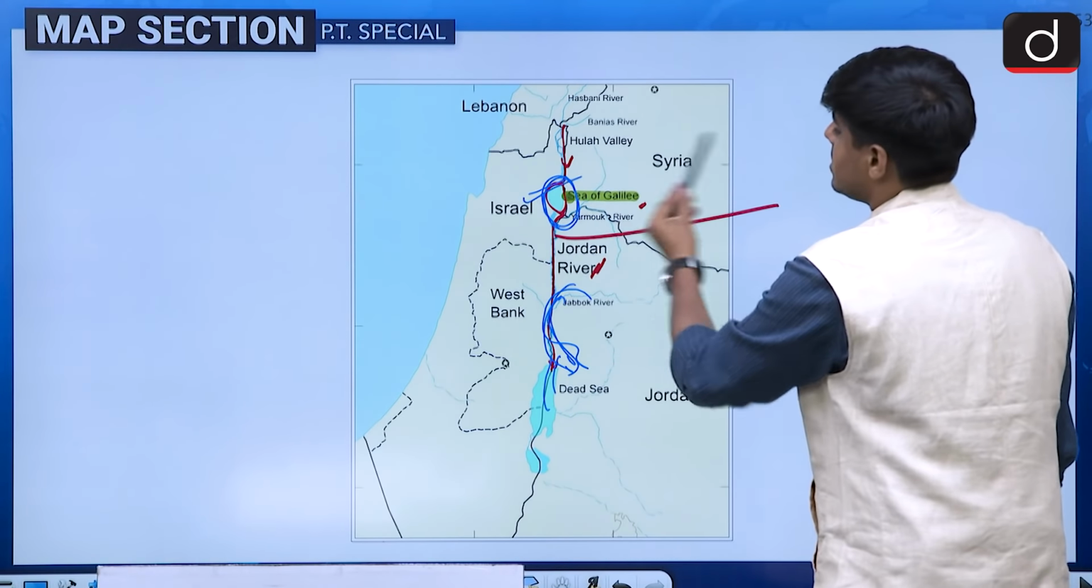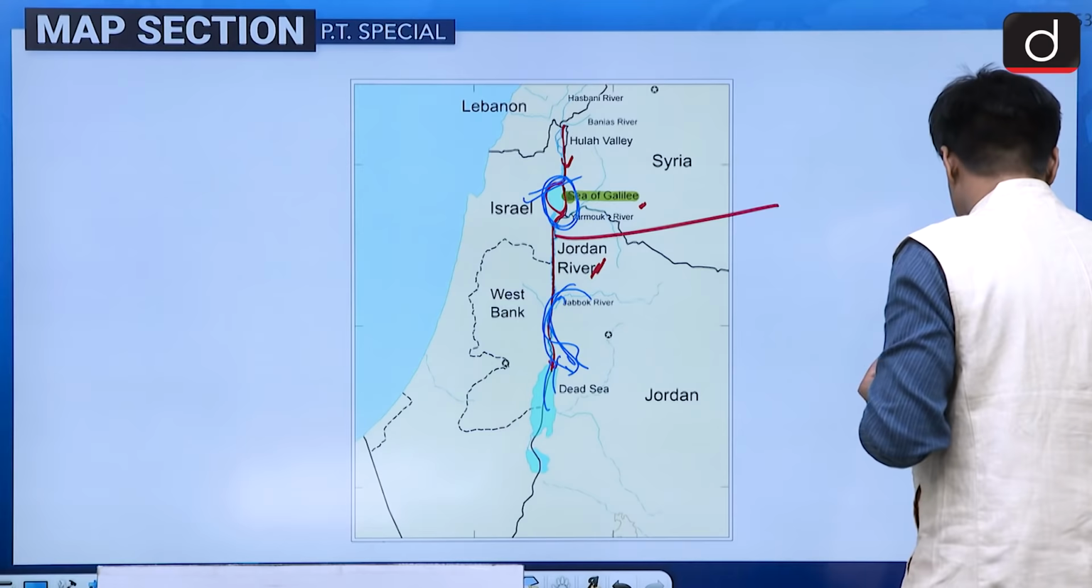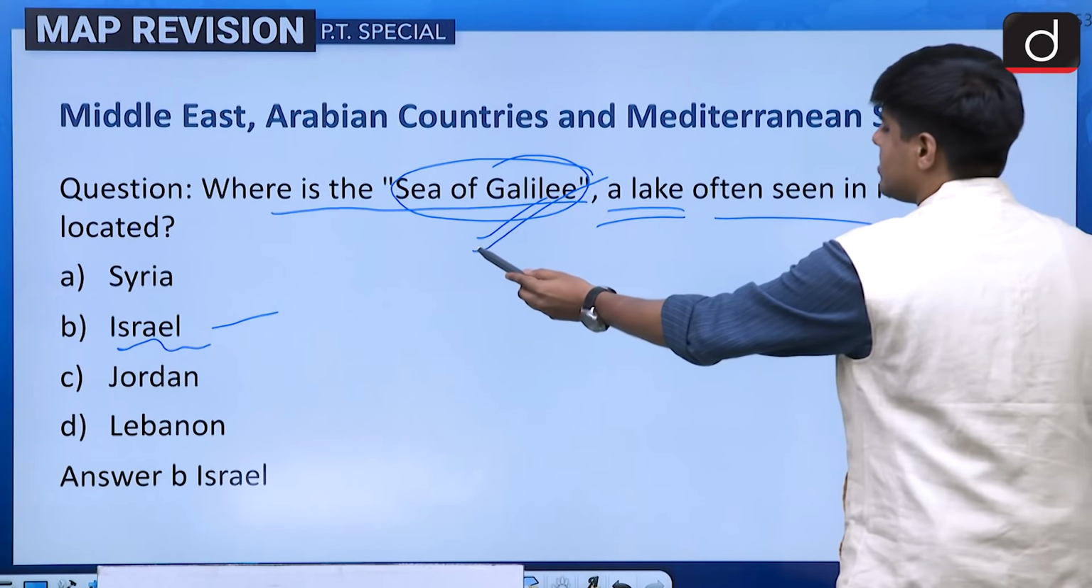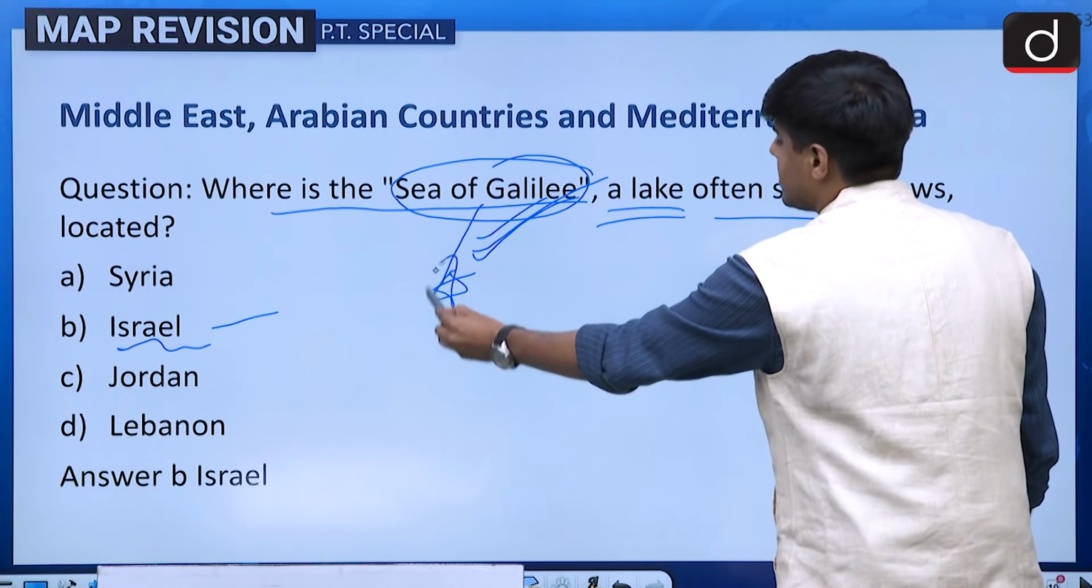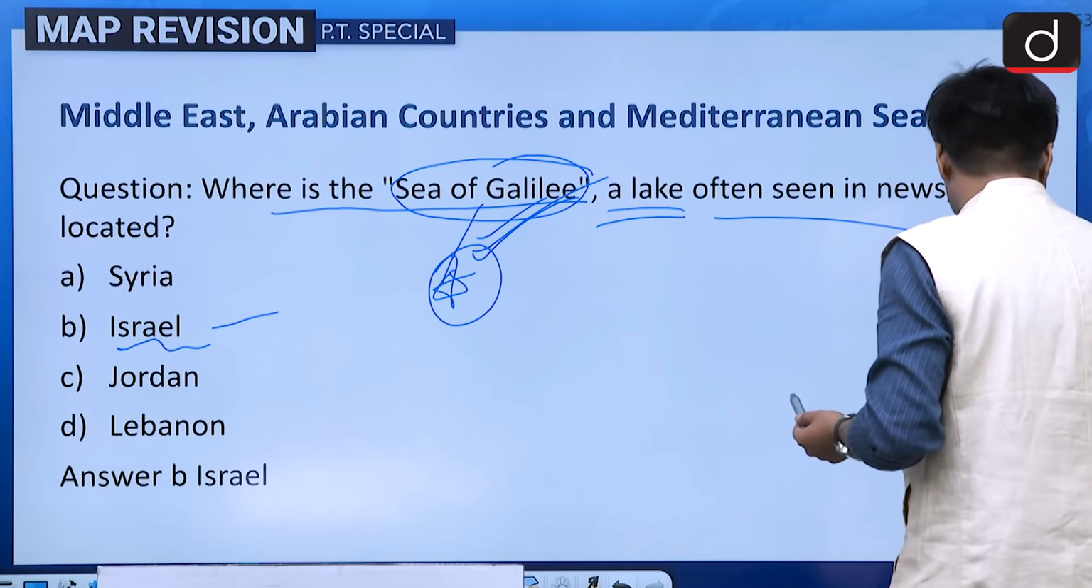So here it is, the Sea of Galilee. However, we can simply answer the question remembering that the Sea of Galilee has often been in the news. The map is not of paramount importance here.